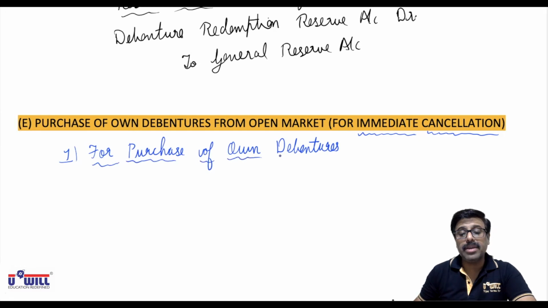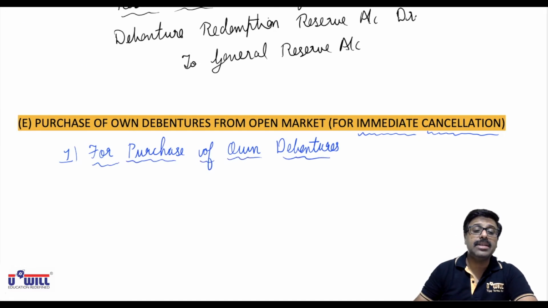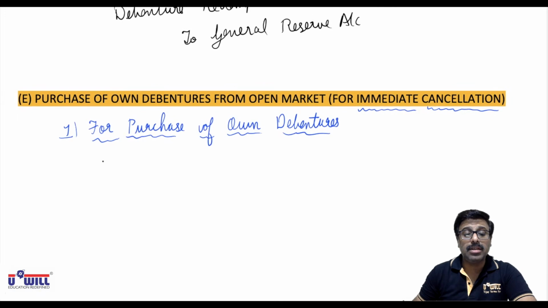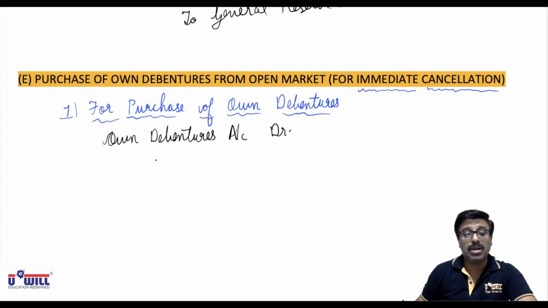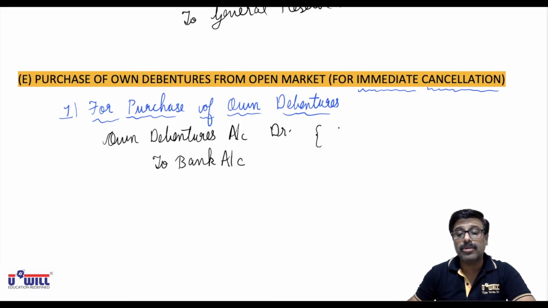Now the entry will be: debentures comes in, debit what comes in. So own debentures account debit. I repeat, debentures comes in, debit what comes in, but the name of the account will not be debentures account. It will be own debentures account debit, and bank is the giver. We will have to make the payment through bank mode. So bank is the giver, credit the giver, to bank account.